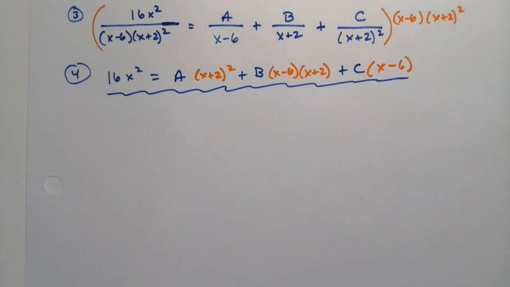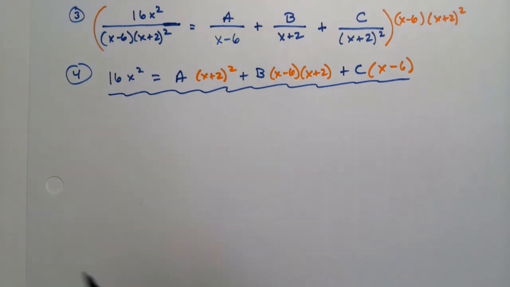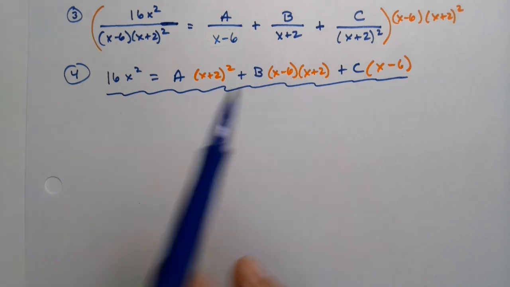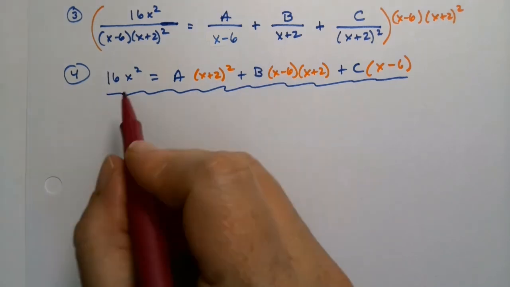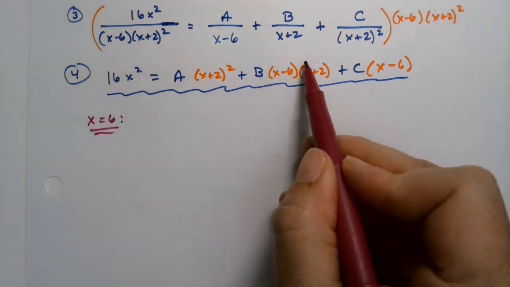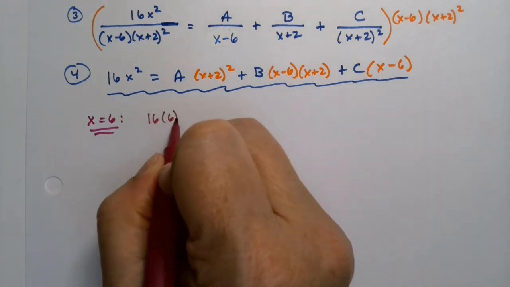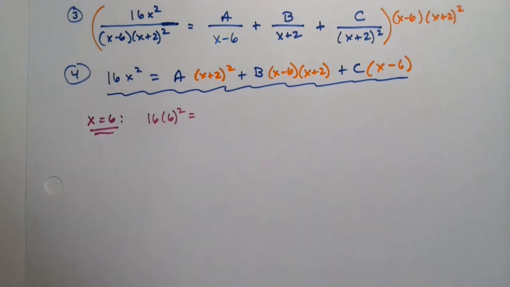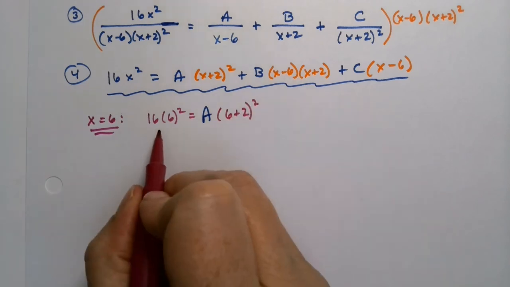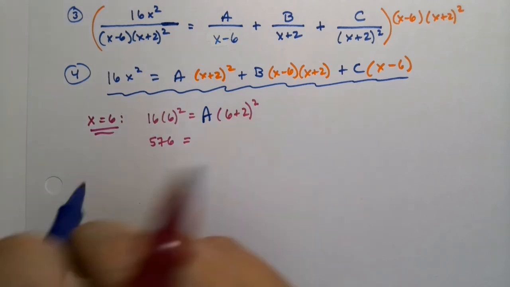Okay, so now it's up to us. We can either choose some numbers, something we feel might work out nicely for us, or we can use the other method. Again, I'm too lazy to bother foiling all this out, so I'm just going to choose some numbers. All right, so a first number I'm going to pick would be x equals 6. It just makes sense because x equals 6 would make this term go away and this term go away. So I'd be left with 16 times 6 squared equals A, which is what I'm shooting for here, times 6 plus 2 squared. So this is 576 equals A times 8 squared.